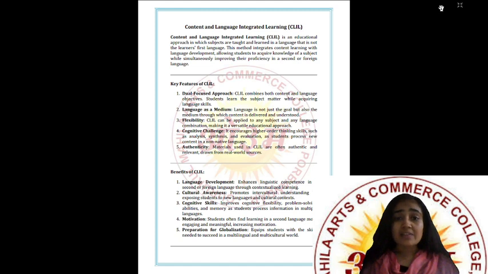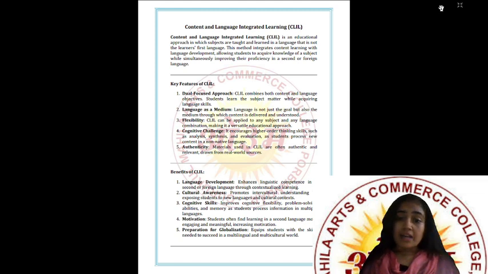Second one is language as a medium. Language is not just the goal, but also the medium through which content is delivered and understood. So what will happen is that you will be able to understand the language, the nuances of language, and the subject matter.